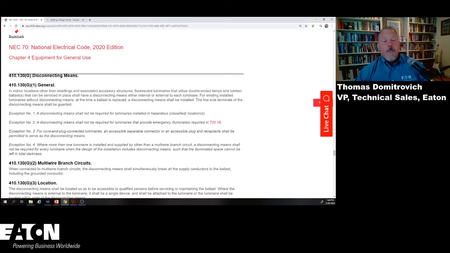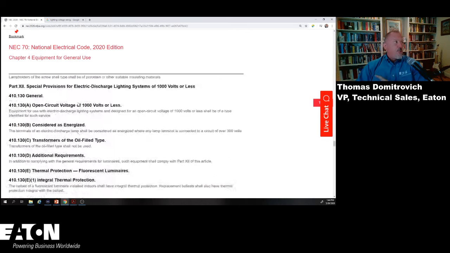Now, I believe to serve this code requirement, the connector that's inside those is listed as a disconnect, so if you use the right connector inside of these ballasts or inside of these lighting luminaires, those are listed as a disconnect. You don't need to put a little switch on the outside of that or whatnot.